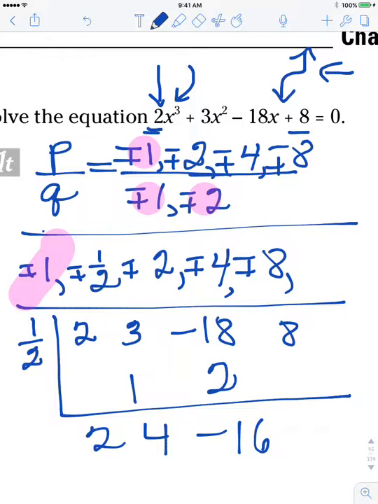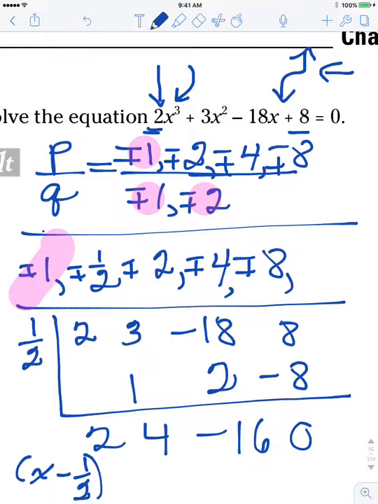Negative 16 and 1/2 is negative 8. And 8 minus 8 is 0. So 1/2 is a 0. And when we see factors, we generally don't see x minus 1/2 as a factor, so we're going to talk about how you fix that in a minute. But for now we know that x minus 1/2 is a 0.